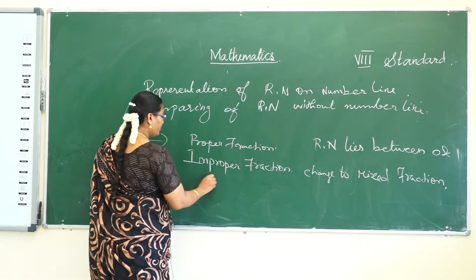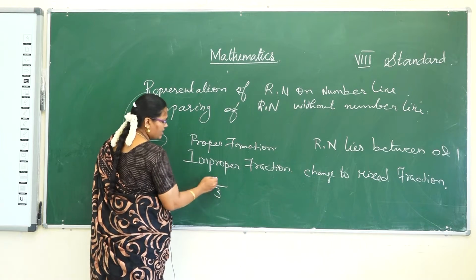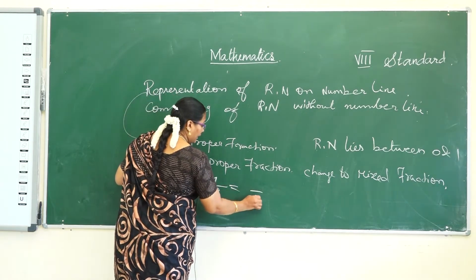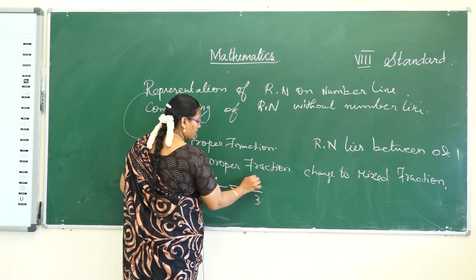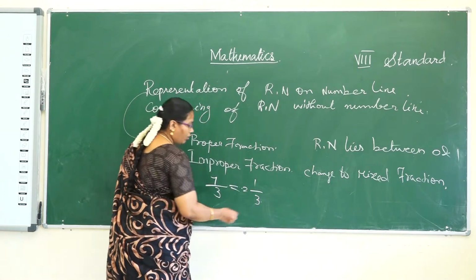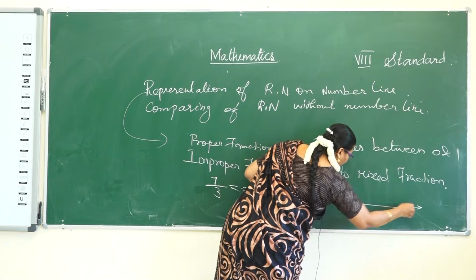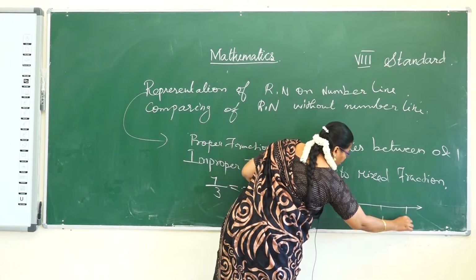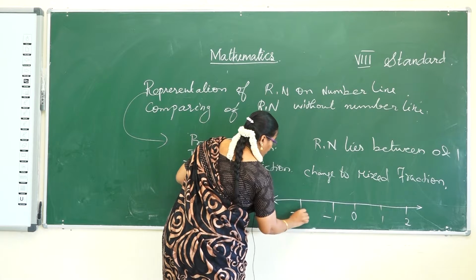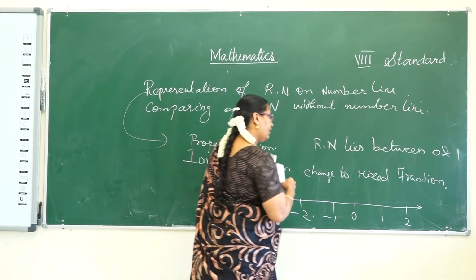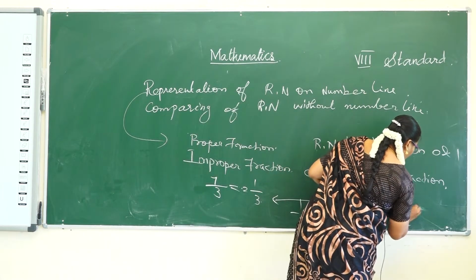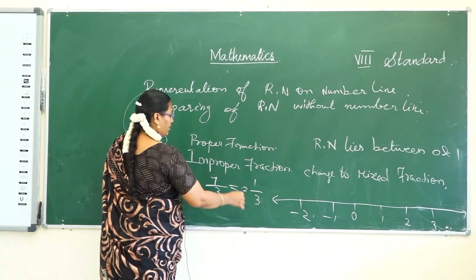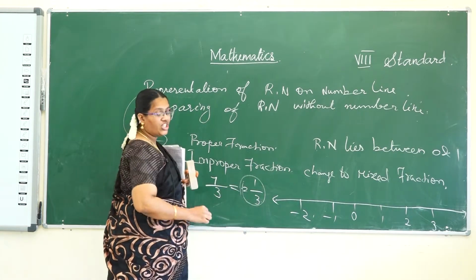For example, 7 by 3 is given. So how do you write it as a mixed fraction? 3 2s are 6, 6 plus 1 is 7. Okay, so how do we draw it on a number line? First put the number line of integers 0, 1, 2, minus 1, minus 2. And then identify which numbers the rational number lies between.